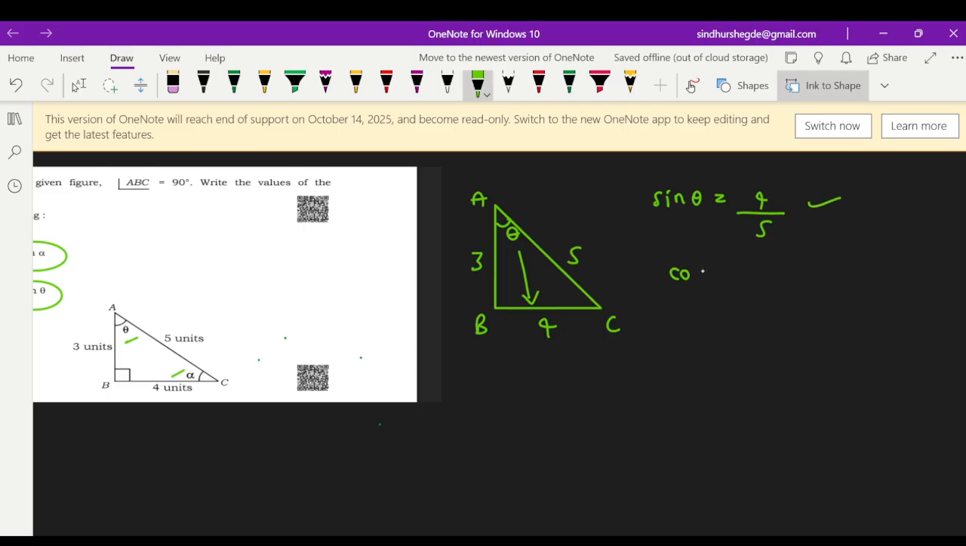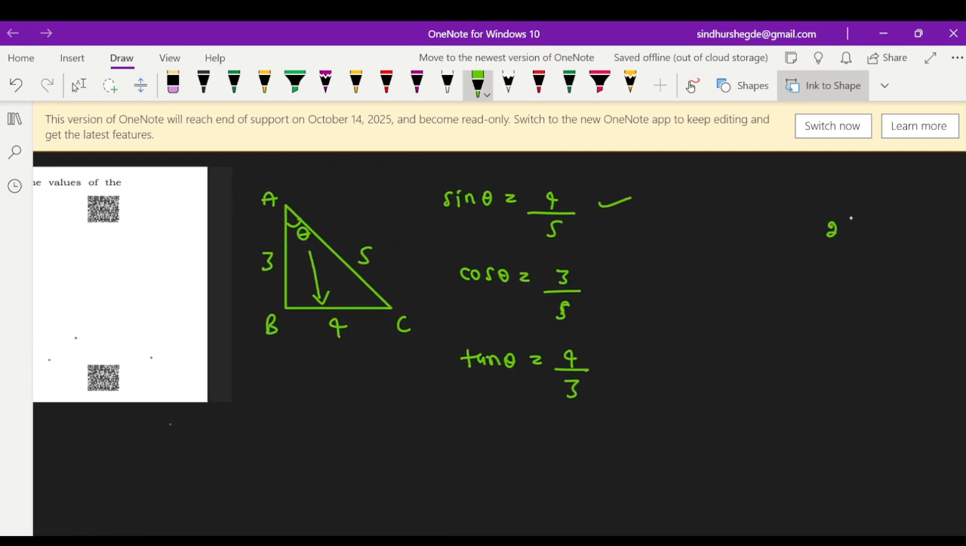Now if they ask what is cos theta, it is adjacent side by hypotenuse. Adjacent side is 3, hypotenuse is 5. And what is tan theta? Tan theta will be 4 by 3. Now if we go through some of the identities, they may ask some more questions.